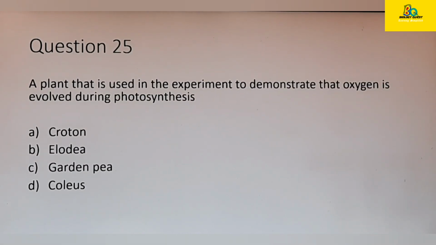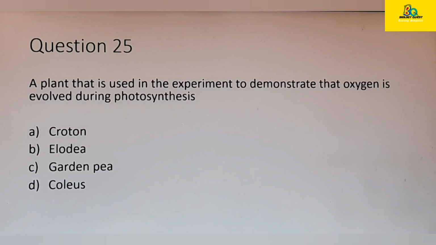Next question: a plant that is used in the experiment to demonstrate that oxygen is evolved during photosynthesis. For such an experiment, we normally use aquatic plants. For example, Hydrilla. The Hydrilla experiment is the experiment to show or demonstrate that oxygen is evolved during photosynthesis.